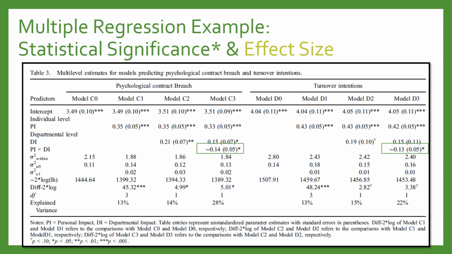And now, as you can see here, there's a significant interaction for personal and departmental impact of budget cuts working together to also predict psychological contract breach and turnover intentions. So the relationship between the personal impact of budget cuts and these outcomes depends on departmental budget cuts. And if you look at our R squared, our explained variance, this tells me that 28% of all the differences in psychological contract breach, which is how well people perceive that the promises that were made to them have been met, 28% of all the differences in that can be predicted by personal impact, departmental impact, and the two put together.